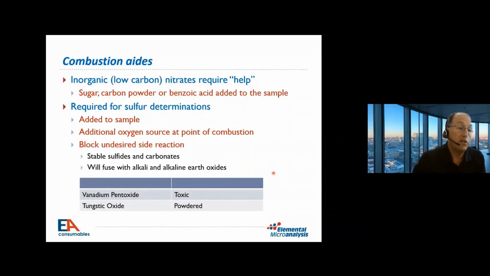Sulfur determinations are often used with a combustion aid. They block undesirable side reactions such as stable sulfides and carbonates, and it will also fuse the alkali and alkaline earth oxides to stop those formations. Vanadium pentoxide is a typical one, but it's toxic. Tungstic oxide is another option.